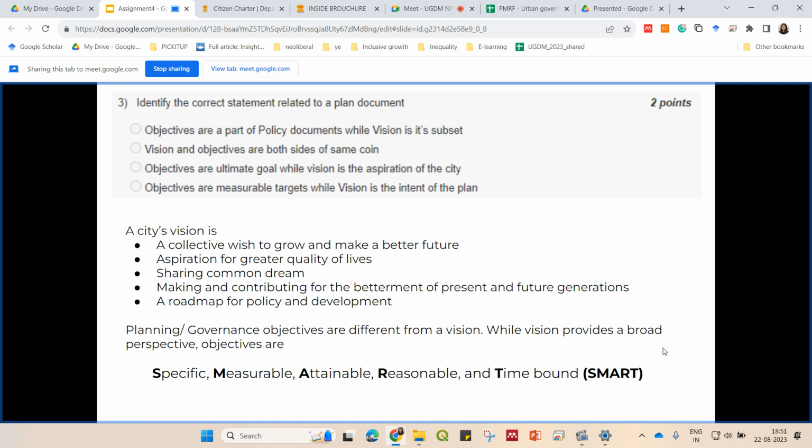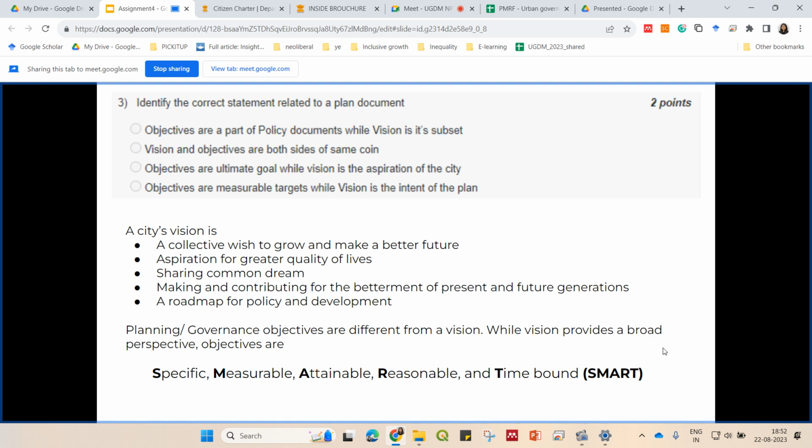Planning governance objectives, on the other hand, are a little different from the city's vision. While a vision is a broad perspective or a base layer on which you build up, objectives are very specific. So, objectives have 5 qualities which can be abbreviated as SMART. So, objectives are specific, objectives are measurable, objectives are attainable, they are reasonable and time bound. So, specific is something which will be related to one specific thing.